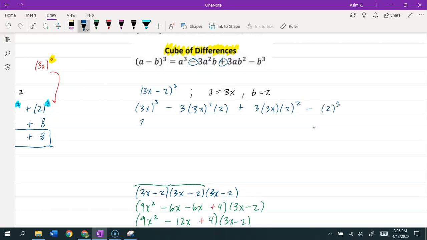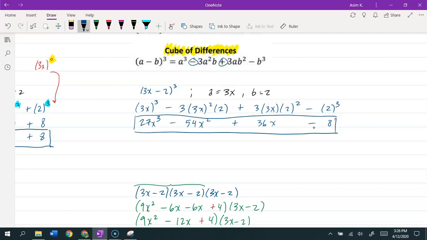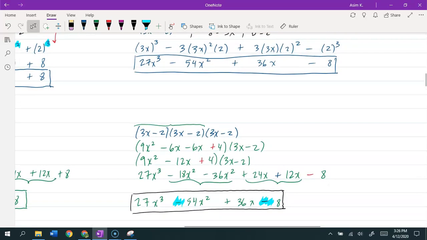All right, so really quickly, we've done this before already. So 27x cubed is what we get out of that first one. The next one is 3 times 3 squared times 2, which is going to give you 54x squared. And then the next one is, I'm just giving that space so I can write them underneath. And then the next one is going to give you 36x, and the final one is going to give you -8. So once again, feel free to compare the quick way of doing it to the longer method of doing it, and you'll realize that you get the same exact answer. Okay?